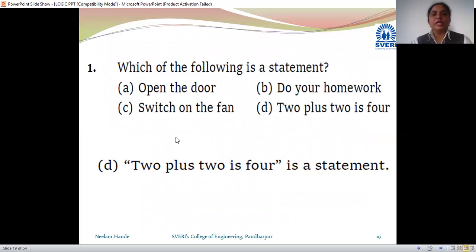examples. Which of the following is a statement? So a statement is something which is true, right? Open the door, this is an order. Do your homework, this is also an order. Switch on the fan is an order. 2 plus 2 is 4 is a statement. Yes, it is obvious, 2 plus 2 is 4. This is just a statement. So your correct answer is D.